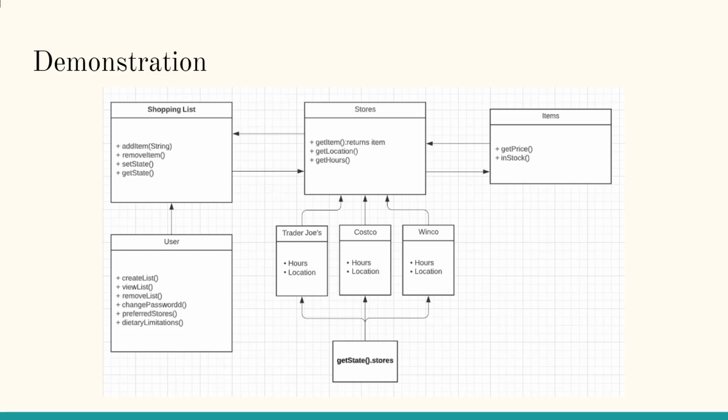I randomly chose three stores. You have Trader Joe's, Costco, and Winco. Each of them have their independent hours, and that observer would make them available or not available by just saying, "Hey, are you currently open?" An observer can do way more than that. It can go into looking at items, see if the items are available. It can go into, say that you want to observe or see if the user changed their password, or if they removed an item. So observers really can be used in many locations.